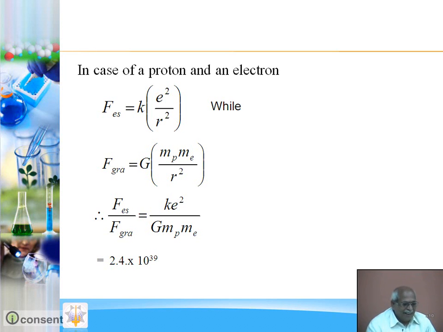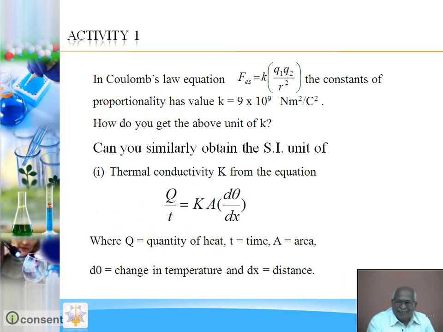Now once again you will realize how large the electrostatic force is as compared to the gravitational force. That's why your book says that electrostatic force is 10 raised to 39 times the gravitational force. Gravitational force is a weak force. Electrostatic force is much, much stronger.